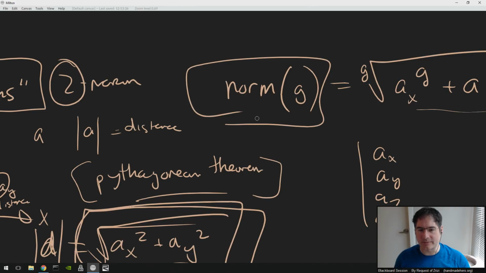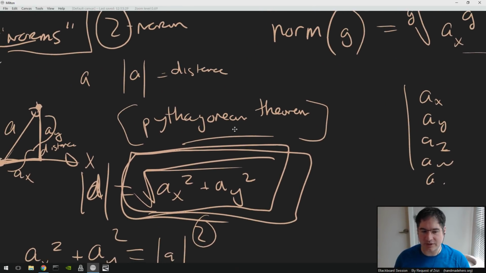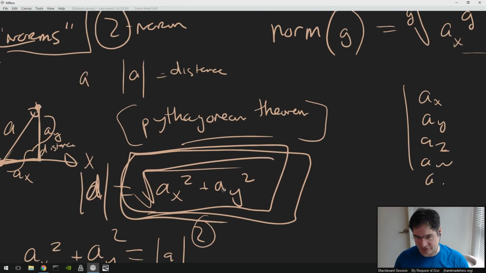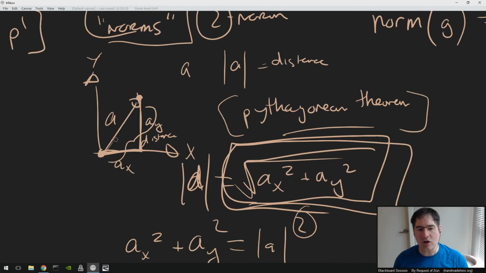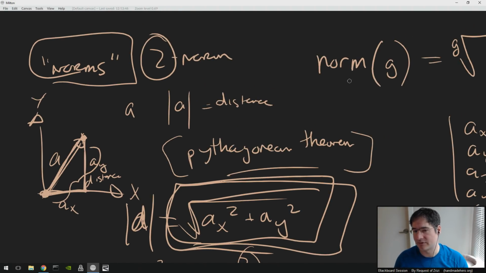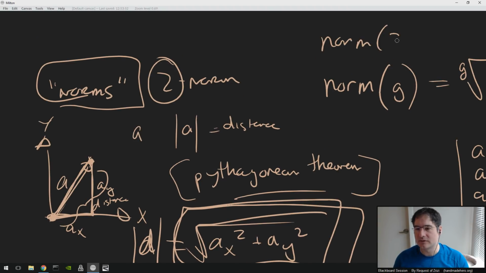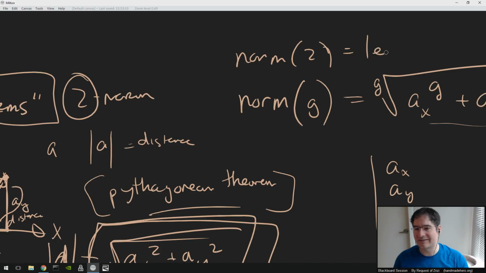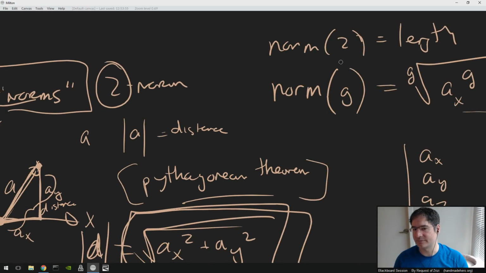The 2 norm is the one we're most familiar with intuitively because it is the length of the vector. And what the 2 norm does is it tells you how long the vector is if you went along it, the hypotenuse of this triangle. But there's another norm. There's in fact an infinite number of norms, anything you plug in here. So norm 2 is the length of the vector.